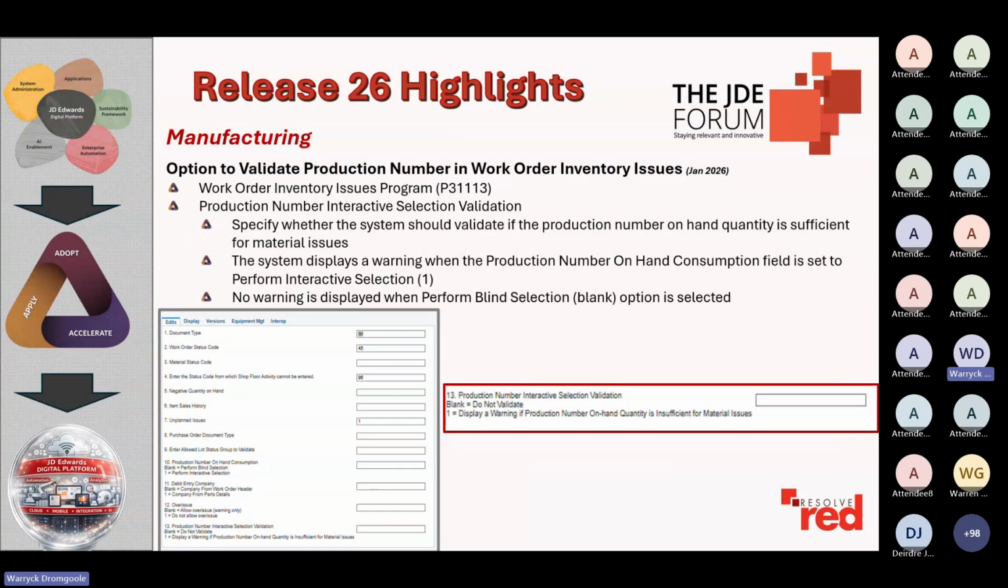Next up on the manufacturing side, we have an option to validate production number in the work order inventory issue. The work order inventory issue program, which is the P3113, has an additional processing option that you can set to validate if the production number on-hand quantity has sufficient quantity for material issues. A warning message will display if the quantity is not sufficient, if the processing option is set to validate.